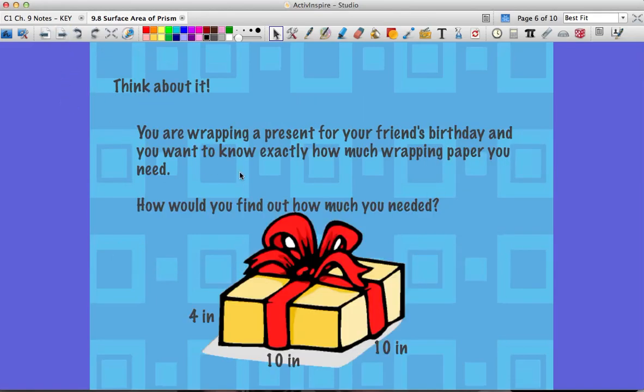So, if you're wrapping a present for your friend's birthday and you want to know exactly how much wrapping paper you need, this would be something where you would use the surface area. Okay, you would have to take the box of the present and break it down into its net and figure out how much paper you would need to cover each of the faces. And then adding that all together would give you the surface area and would allow you to purchase the correct amount of wrapping paper.